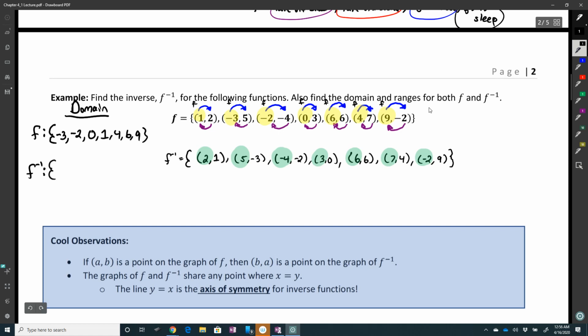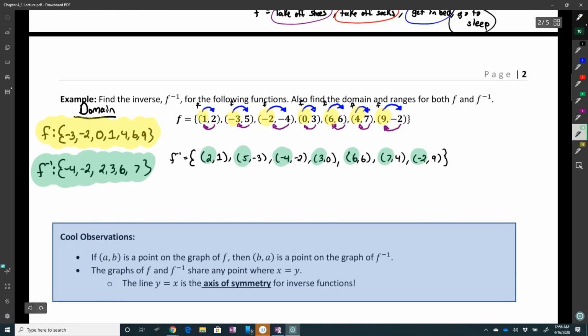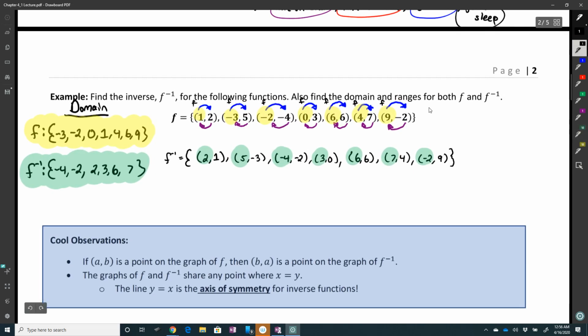And so here we have, smallest number would be negative 4, negative 2. Negative 4, negative 2. And then 2, 3, 6, 7. All right. So there we go. I have my domain for the original, and I have my domain for the inverse. But what do you notice about the domain for the inverse when compared to the range, which I'm going to write over here?